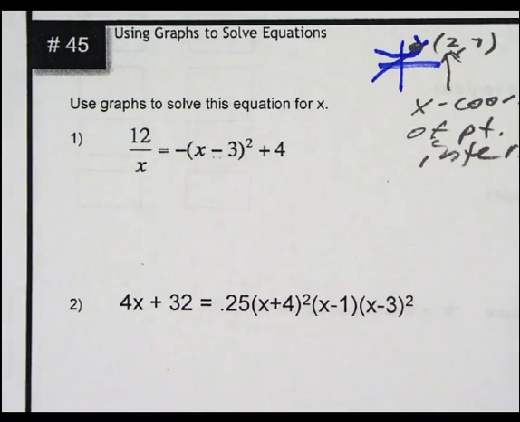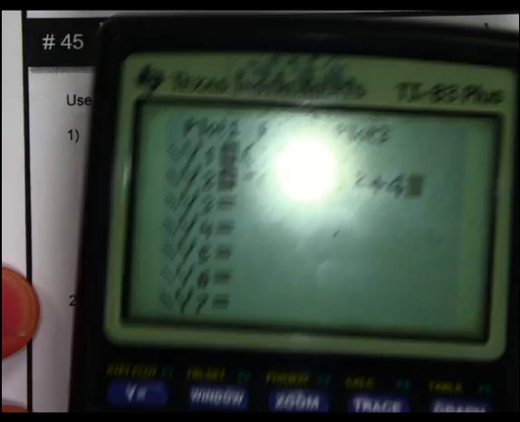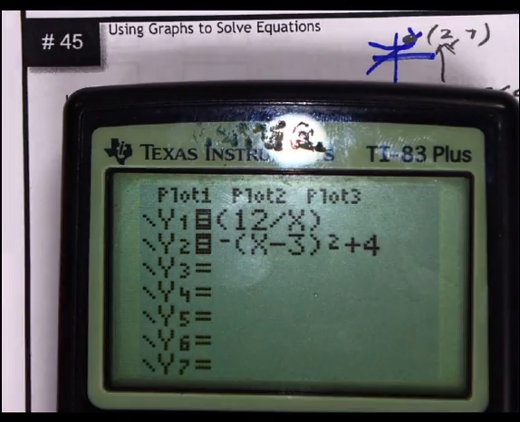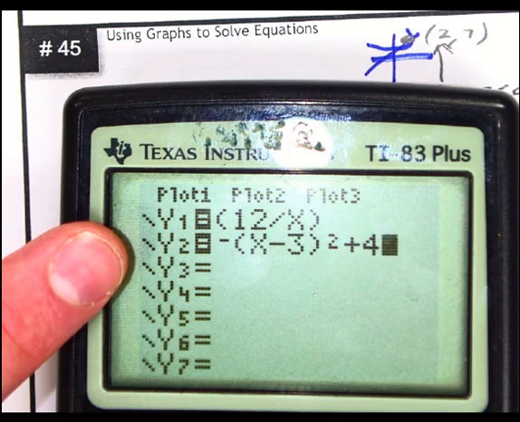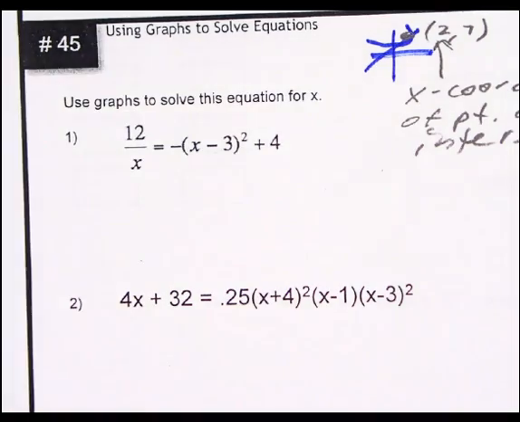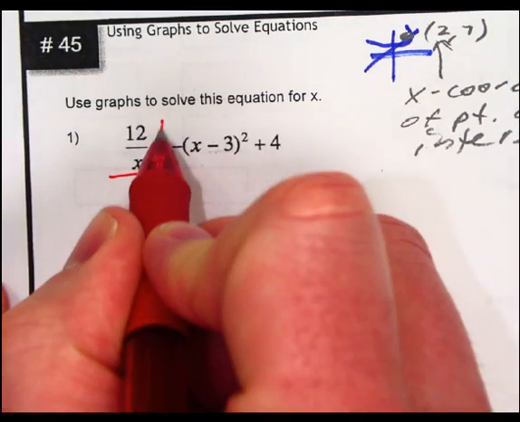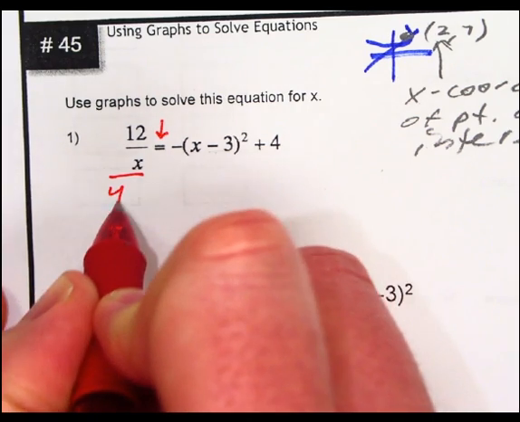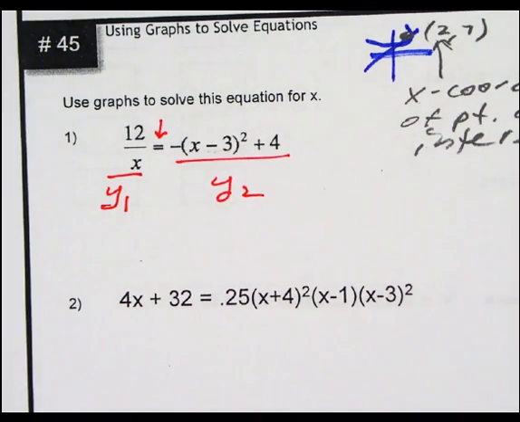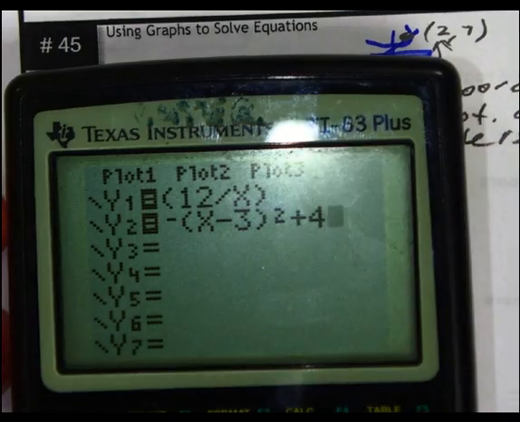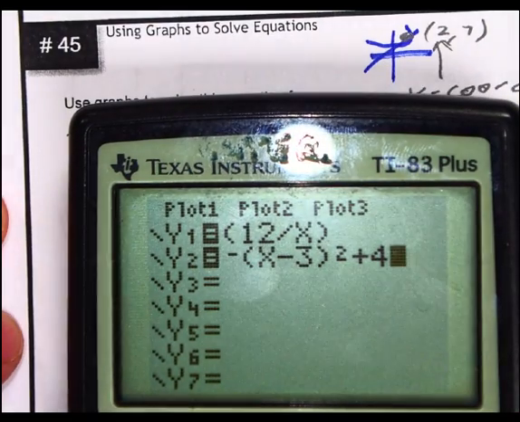So what I do is, I type it up, and it looks like this on my calculator screen. So I put the first side of the equation as my y1, the right-hand side of my equation as y2. So when you look at this, there's the equal sign, this side becomes y1, this side becomes y2, and I type those in my calculator, and here's what I have. And then obviously I push graph.